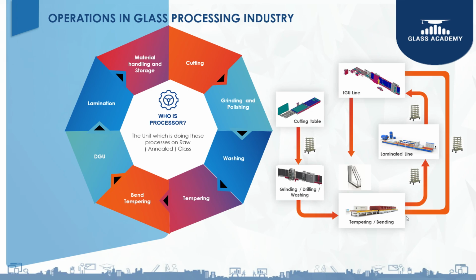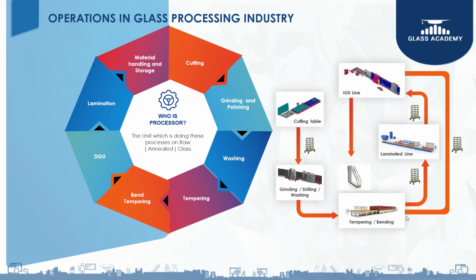And once that is done, washing will be taken care of to remove all the dust and dirt that has been carried before processing. So cutting, grinding, and washing, these three we call the pre-processing set. This pre-processing is a common set of processes that will occur whenever the glass is moving for processing. Once this pre-processing is completed, it will move for the tempering process.